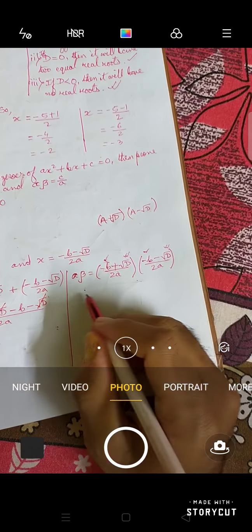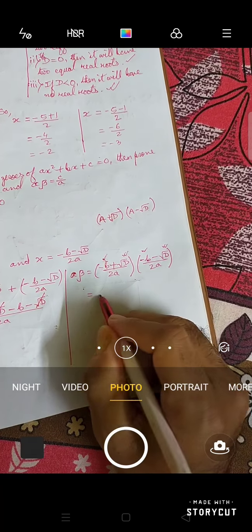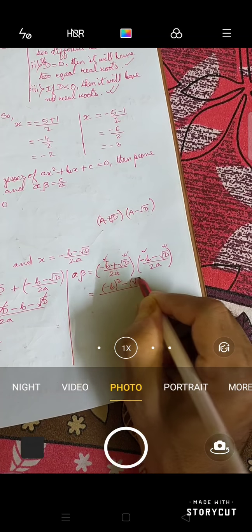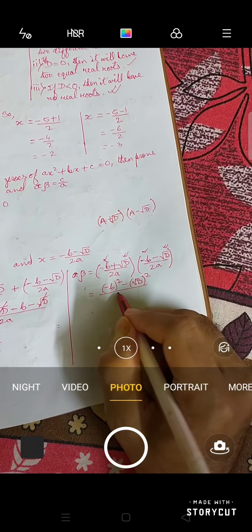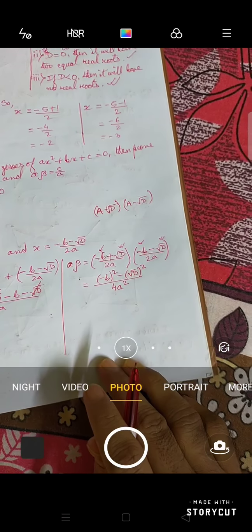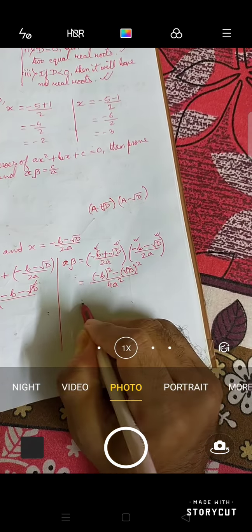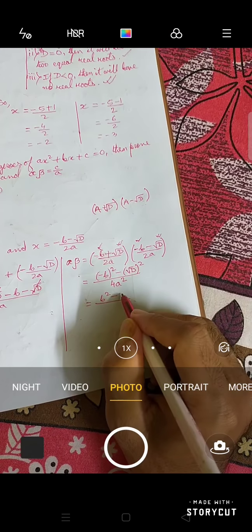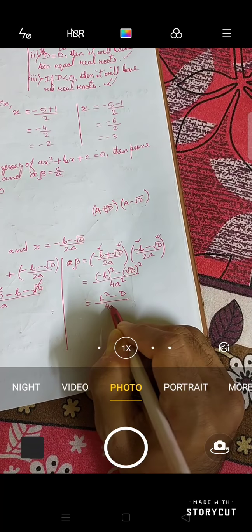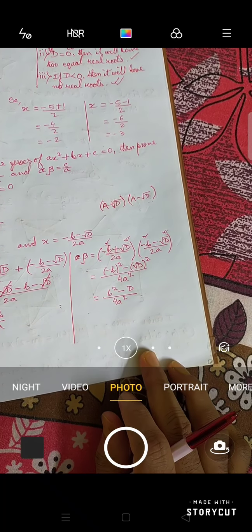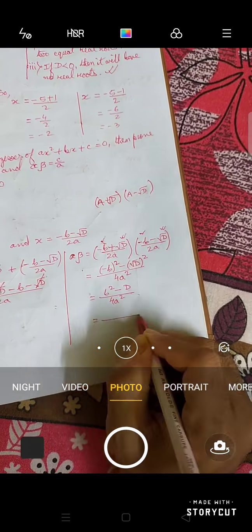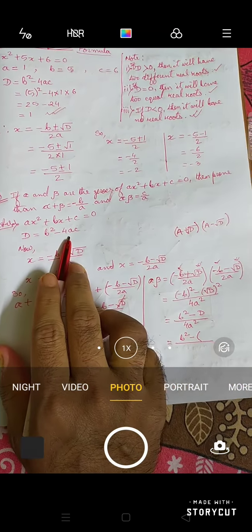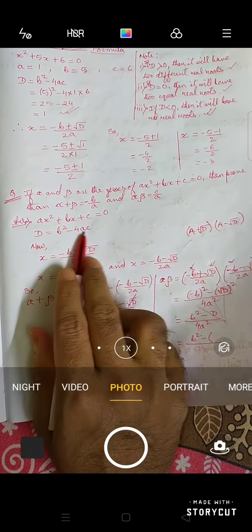So I'm using this formula, (a plus b) into (a minus b), that means a square minus b square. So it will be (minus b) square minus (root d) square, and in the denominator it will be 4a square. Any problem? Now in the numerator it will become b square minus d, and the denominator 4a square, correct? Now b square minus d, we can substitute b square minus 4ac, because d is b square minus 4ac, that we have written in the second line.